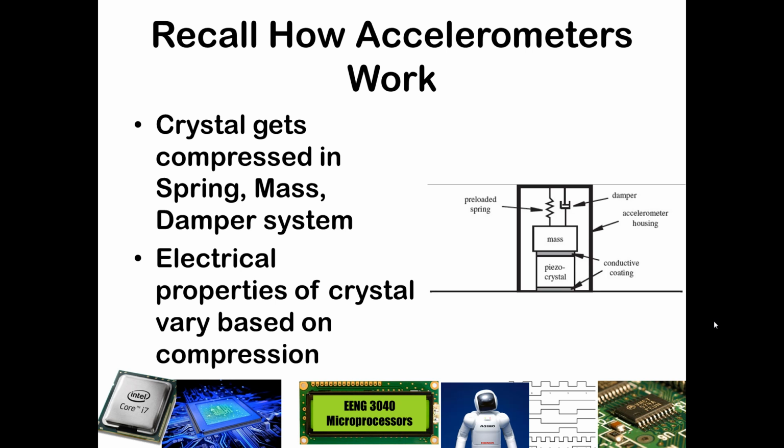You can think about it as a spring mass damper system, and that mass is either compressing or elongating a piezo crystal. So depending upon what angle you hold that accelerometer at, that mass could be pressing and squishing that piezo crystal, giving a different voltage reading out, or it could be elongating or just not compressing the piezo crystal so that you do have a voltage level coming out. So it's all based on the properties of the piezo crystal. And depending upon how you orient the accelerometer, depending upon how fast you move that accelerometer, you will see different compression of that piezo crystal.